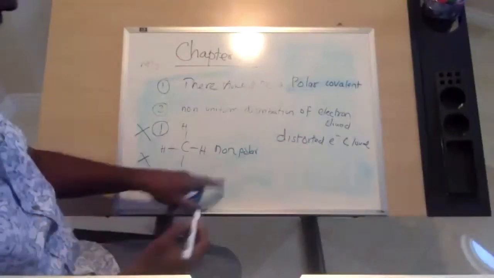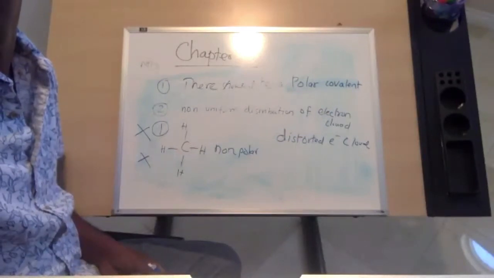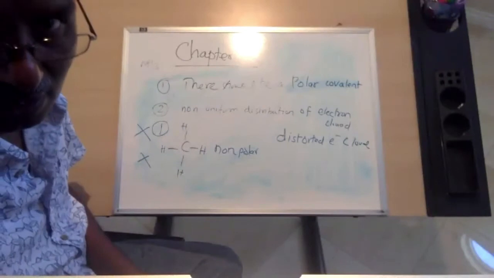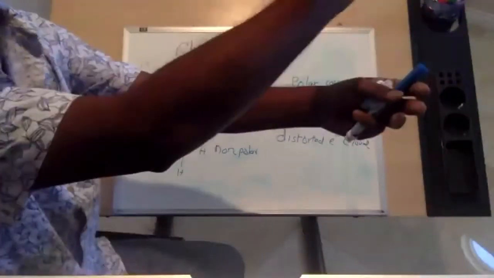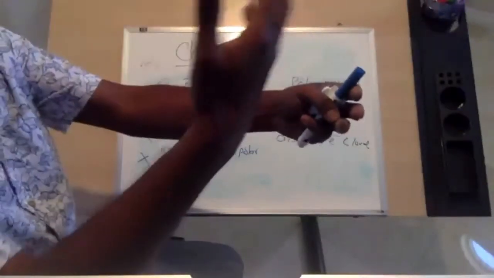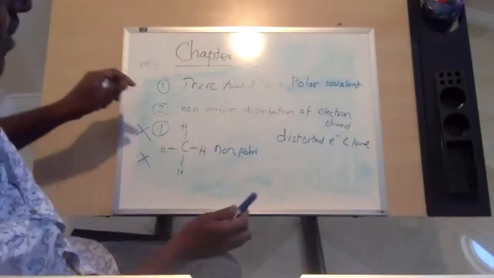So this is an example of a non-polar molecule. Distorted electron cloud, which says the electron cloud is uniform, not one side is more and one side is less. I'll give you an example in the next few minutes with a polar molecule. Okay, so the next example here.